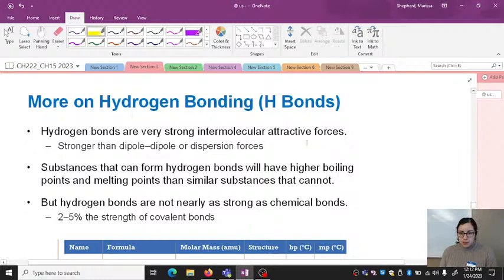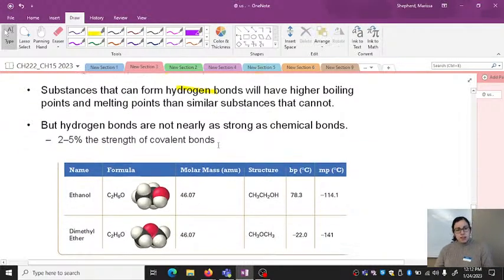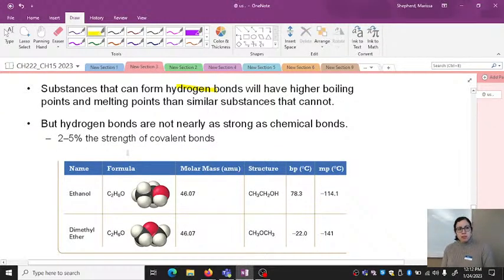And so again, these are very strong intermolecular attractive forces, so they're stronger than the dipole-dipole or the London dispersion forces. And so we'll see that anything that can hydrogen bond will have higher boiling points and melting points than similar substances that can't. And this is still emphasizing, while these hydrogen bonds, even though we're saying they're super strong, they're nowhere near the strength of a chemical bond. They're only 2 to 5% the strength of a covalent bond. So just putting everything in context there.